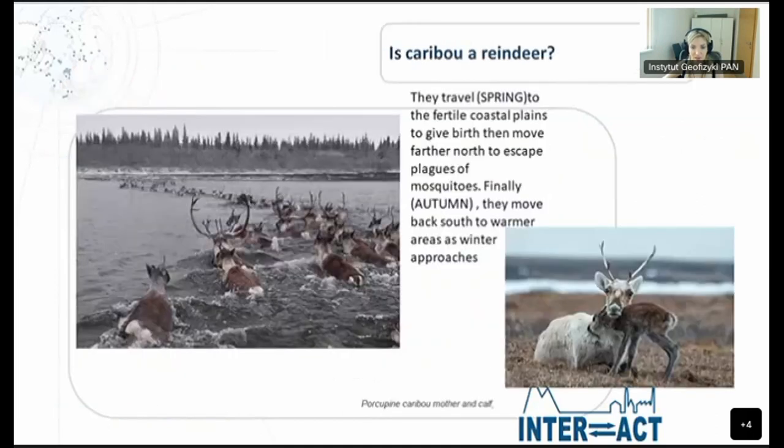And to sum up, in the spring, caribous travel to coastal plains, they then give birth and move further north as soon as there's green supply there, and it allows them to escape plagues of mosquitoes. But then they come back once the north does not offer them too much food anymore. They move back south, where it's safe now from the mosquitoes, to warmer areas as the winter approaches.